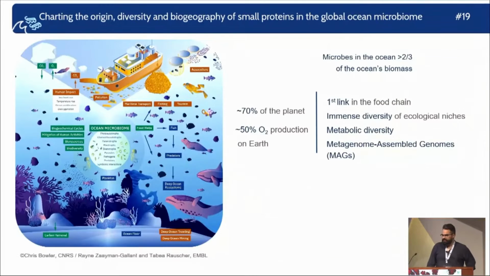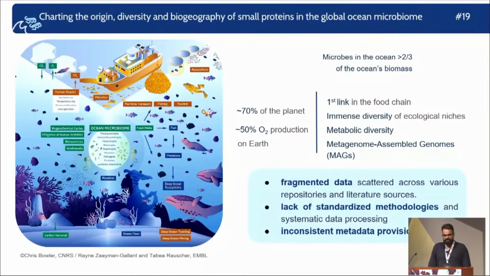Why the global ocean? It's probably the largest environment on the surface of the planet, and it is also responsible for 50% of the production of oxygen on Earth. And two thirds of the biomass of this environment is, in fact, microbes, which play many important roles, like being the first link in the food chain, but also providing different metabolic diversity and different functions that come from the immense diversity of ecological niches that you can find in this environment.